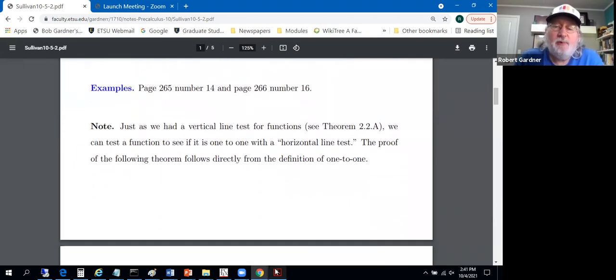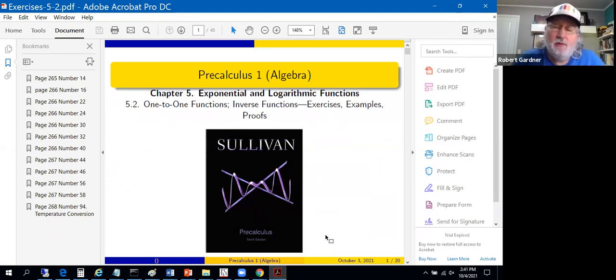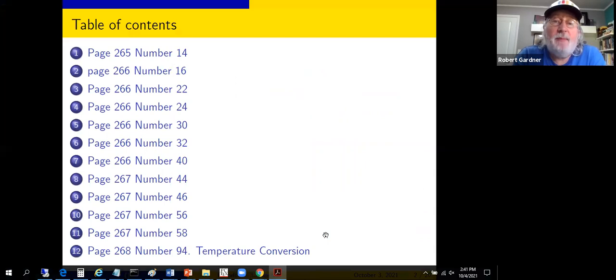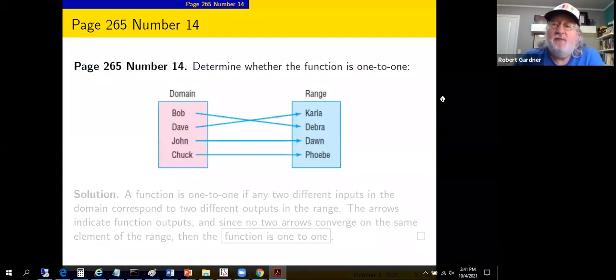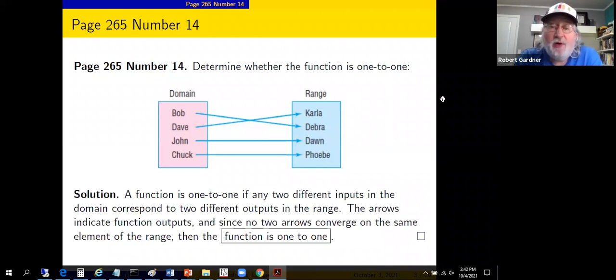Let's look at some examples based on these diagram type ideas. We started the idea of a function originally by looking at these little mappings of this sort. Determine whether the function is one-to-one. Well, a function's one-to-one if two different inputs in the domain correspond to two different outputs in the range, and the arrows indicate the function outputs. No two arrows converge on the same element of the range, so we've got a one-to-one function. Distinct arrowheads over here at the 4 different outputs, so one-to-one function.